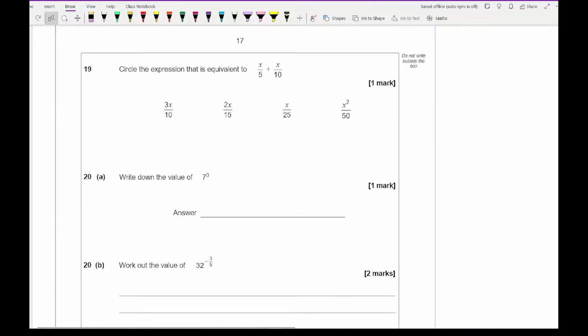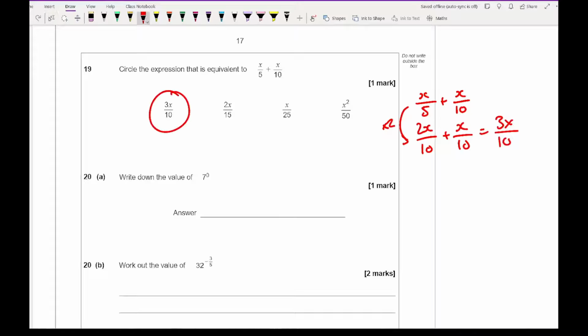Moving on to question 19, it says circle the expression that is equivalent to x plus 5 over x plus 10. So again, all we need to do here is just look at a common denominator, which in this case is 10. So I need to multiply this first fraction by 2. So that's going to be 2x plus x, which is 3x over 10. And that is our first option.